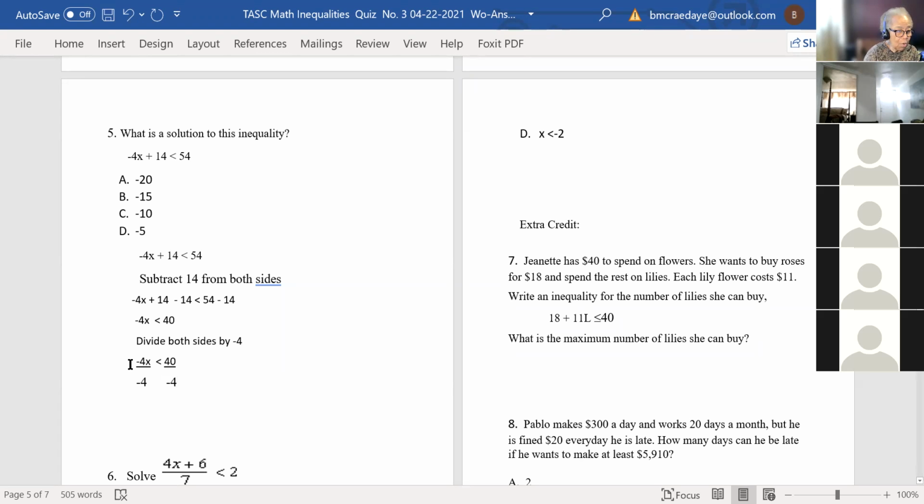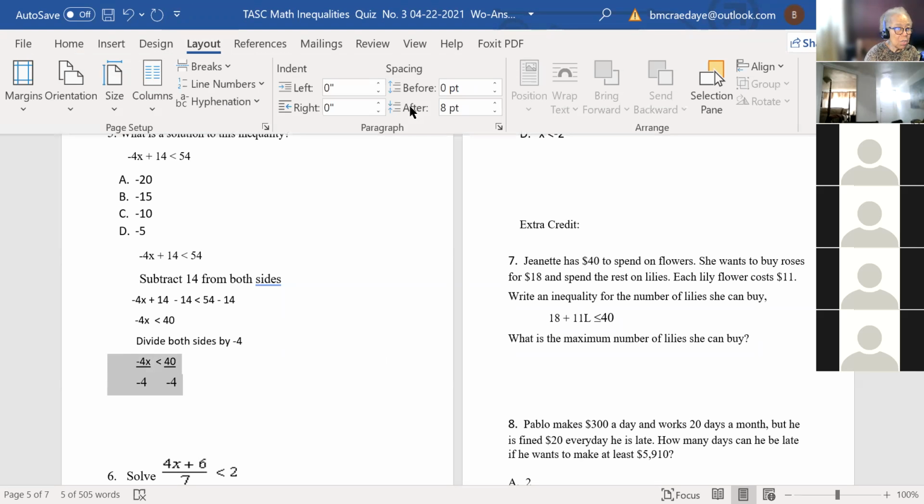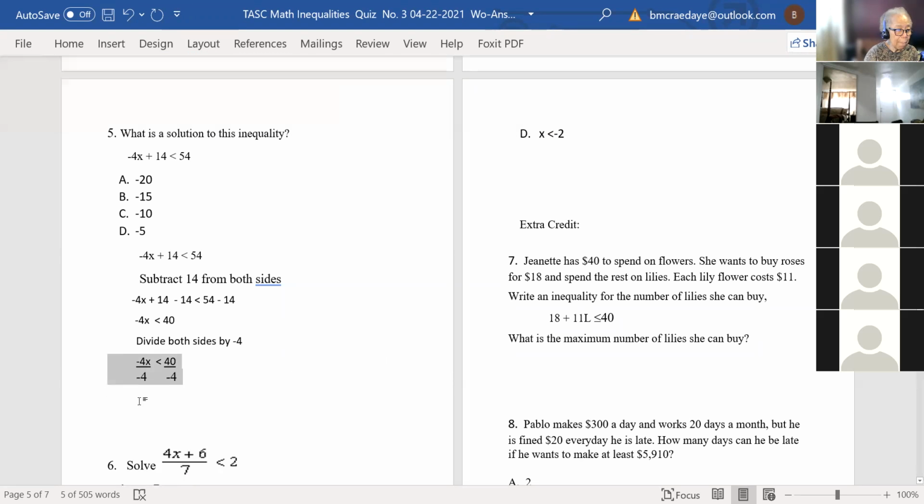Okay. Now, what do I have on the left side, Mercedes? When you divide by minus 4, you get 0 or x. No, what's minus 4 divided by minus 4? When you divide by the same number, you get a 1. Right? Okay, 1. So it's 1x, or just x. So this would be x.